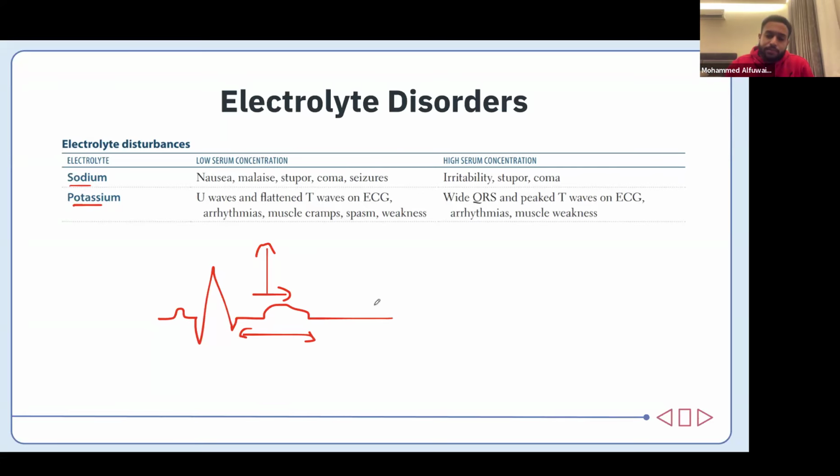Now in hyperkalemia, you expect now, will repolarization be faster or slower? Faster. So the cardiac action potential will return back to the baseline much faster. Tamam? So the T wave will become peaked, will become like this. Tamam? Very peaked T waves.